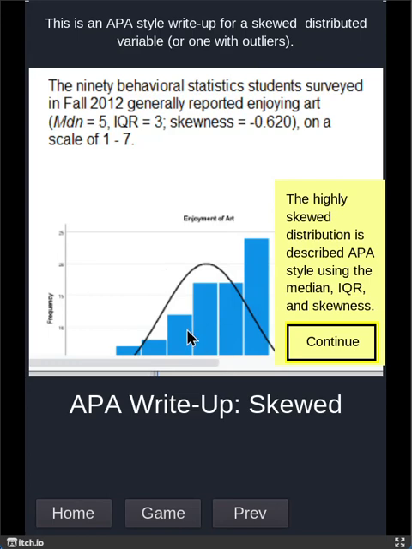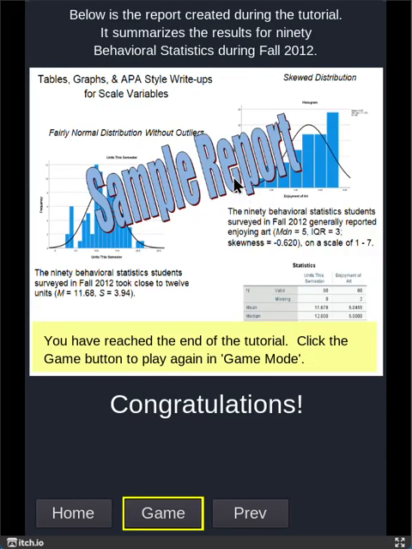So median, that's where the center should be. Interquartile range, that's how much variability. And then we're also sharing the skewness, like, hey, there's a negative skew here. Those 3 pieces of information help someone to better visualize what's going on. And of course, it always helps to include a histogram, and to share that this was a scale of 1 to 7 to give some context for what a 5 means. So here again, we see the 2 write-ups, and that's what we're doing here.